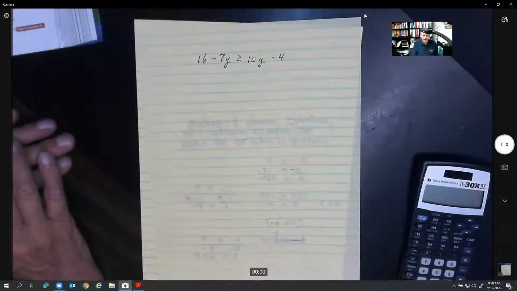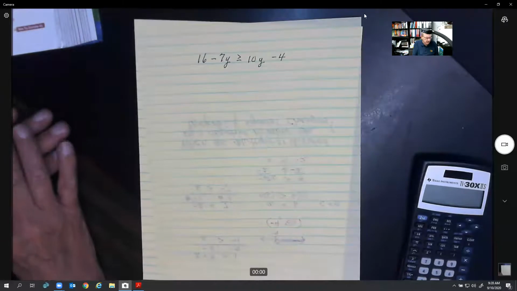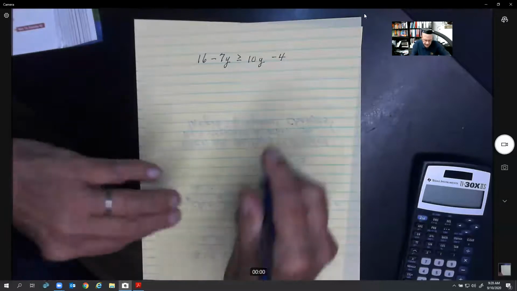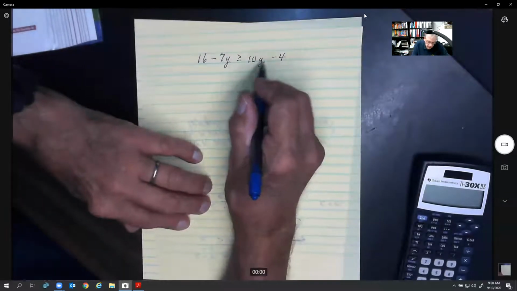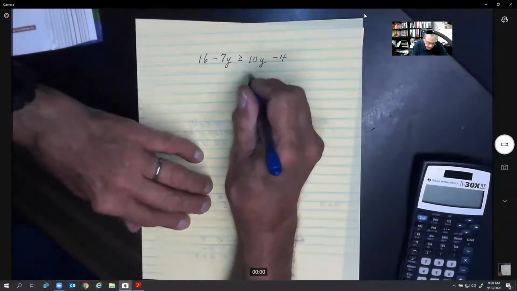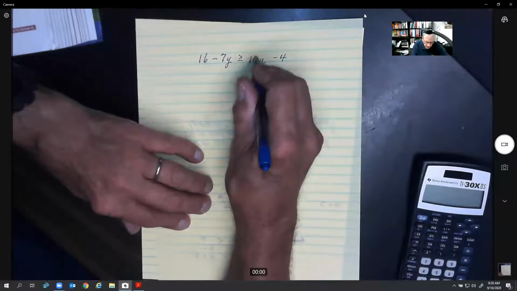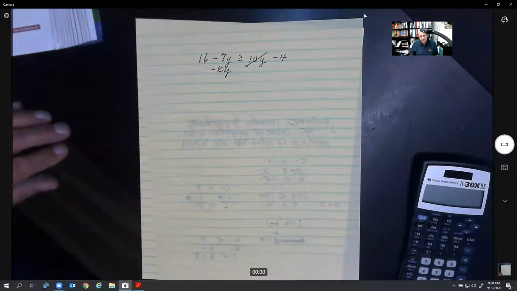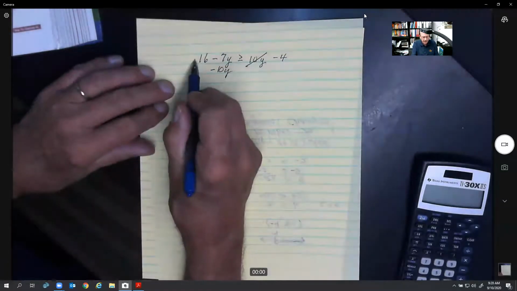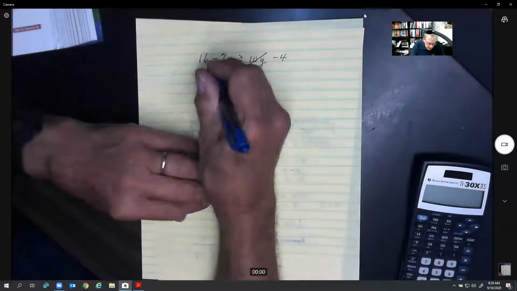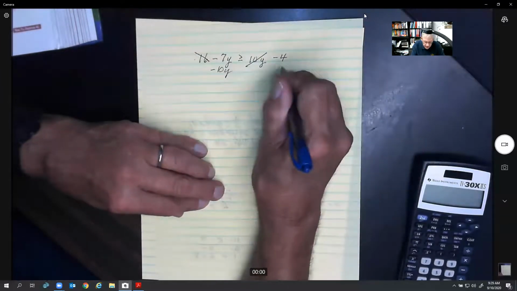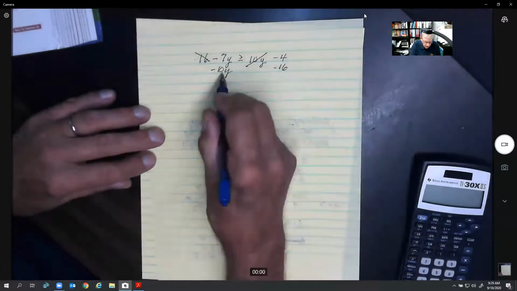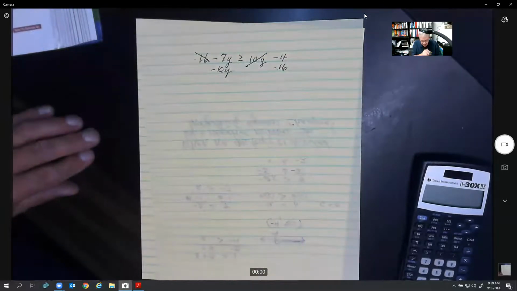Okay, so on this particular problem, I'm going to use a little shortcut. I'm going to try to get my y's on one side and the x's and the numbers on the other side. So I'm going to add a negative 10y to both sides, and I'm going to do that in my head. Negative 10y, positive 10y, that's going to cancel, and add a negative 10y here. Likewise, on the other side, I'm going to add a negative 16 to both sides to get rid of this. So I'm going to add a negative 16 here, and a negative 16 here. So I'm adding a negative 10y and a negative 16 to both sides.